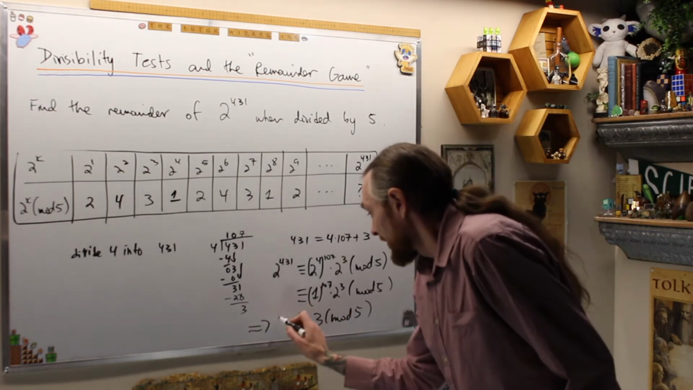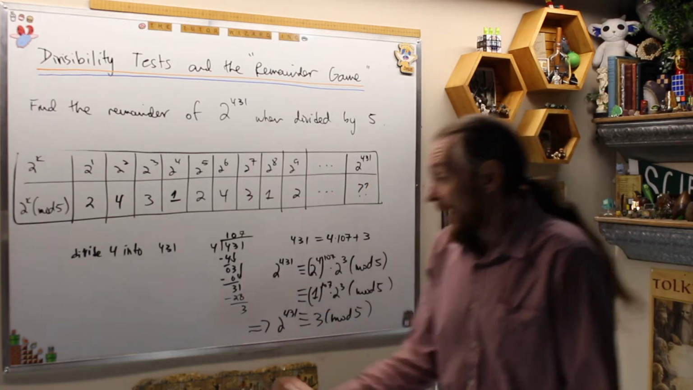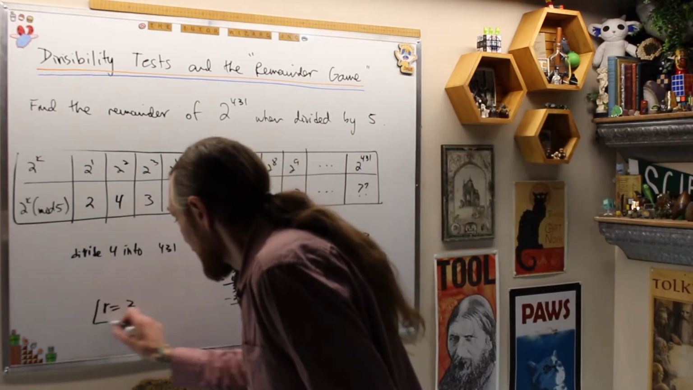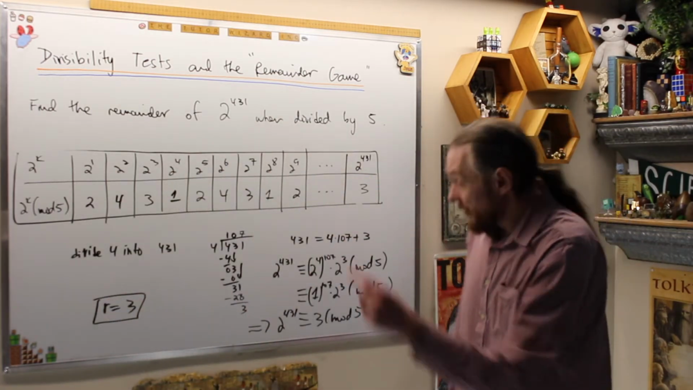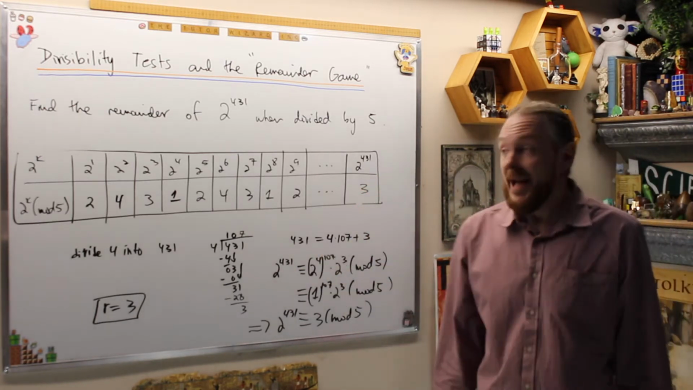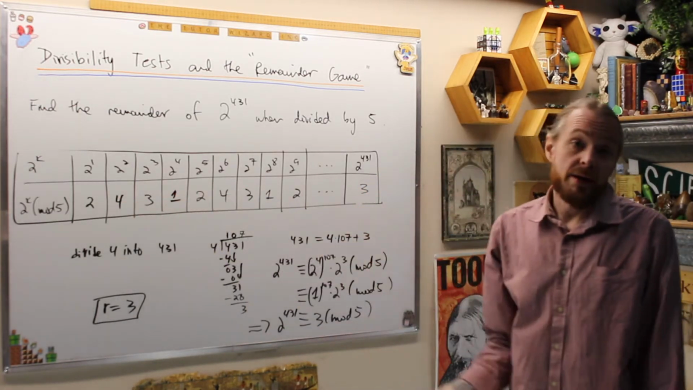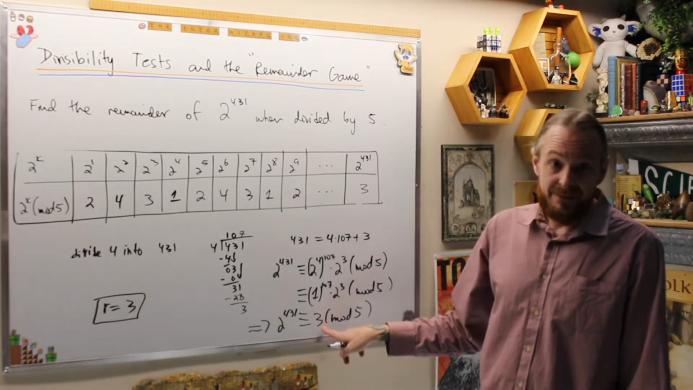So what that says is 2 to the 431 and 3 leave the same remainder, i.e. the remainder is 3 when I divide by 5. The remainder that 2 to the exponent 431 leaves when I divide by 5 is the remainder 3. It had to be one of 2, 4, 3, or 1. And we found, using this black magic clever arithmetic, that the remainder is in fact 3.